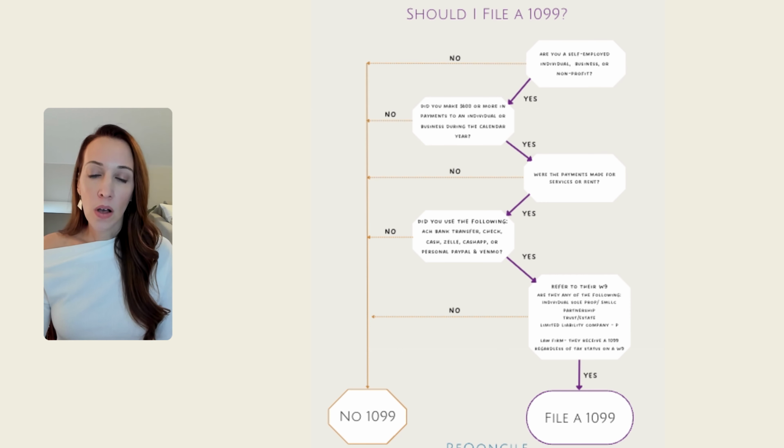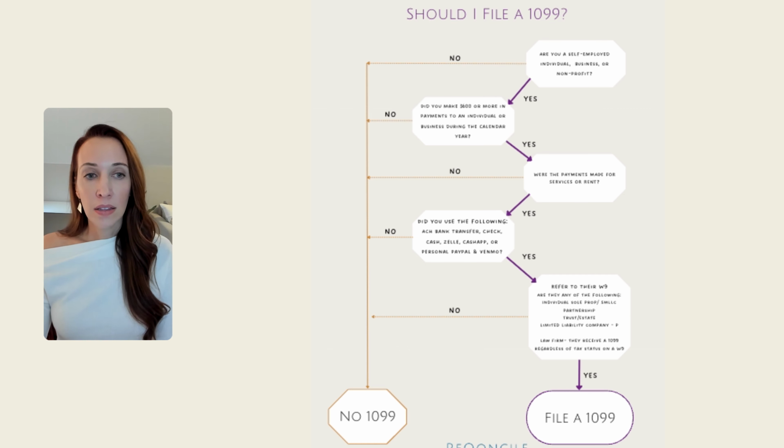So if we continue on, the next question asks us, were the payments made for services or rent? So, what this is attempting to determine is, did you make payments for merchandise, for example? In which case, if you're buying goods, then a 1099 does not apply. It is really for services. However, a caveat to that is, if your contractor has sent you an invoice and it has labor as well as parts on it, then you would still have to send a 1099 for that payment, even if part of the payment did include the goods.